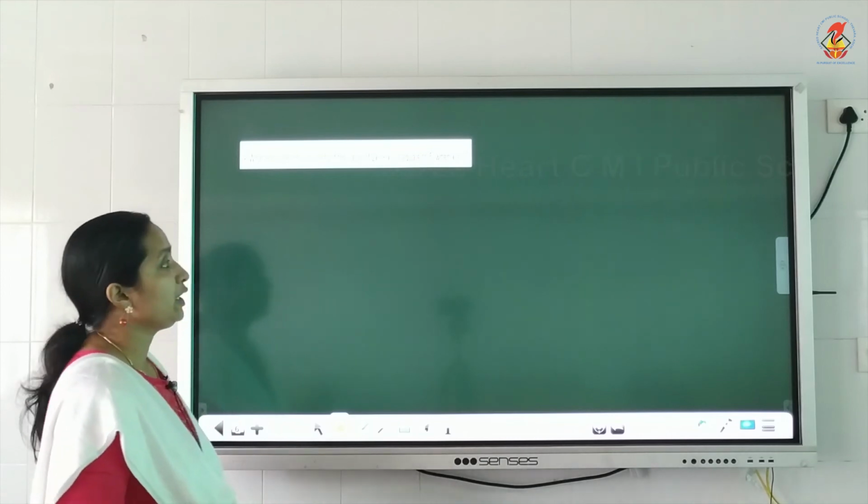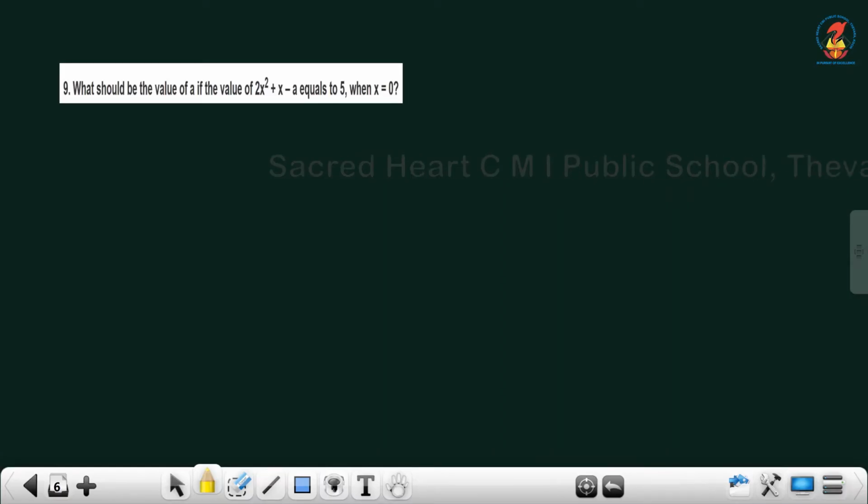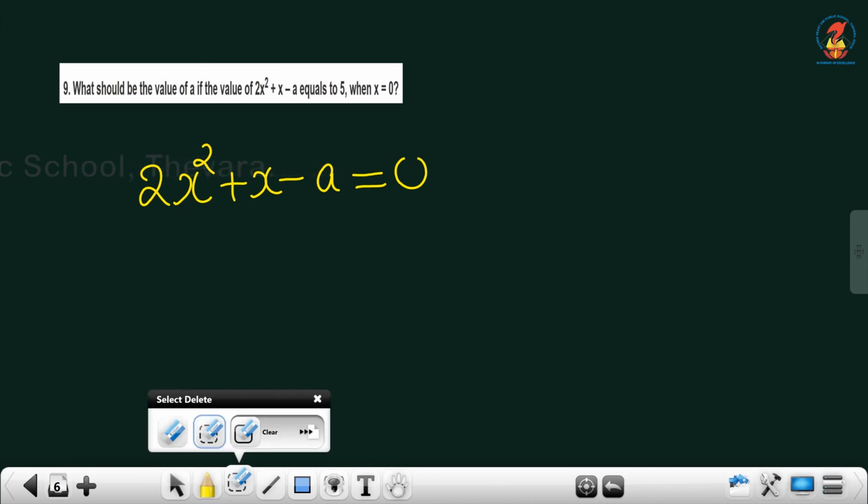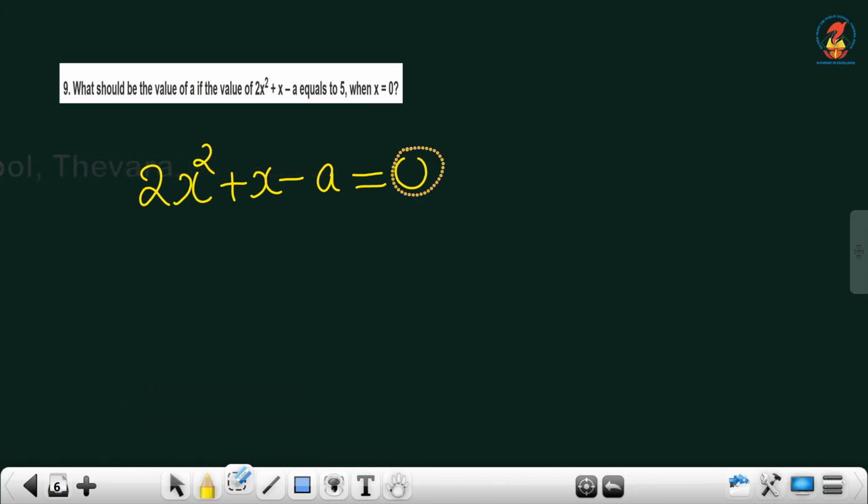What should be the value of A if 2x square plus 2x square plus x minus A equals 5 when x is equal to 0? What is the meaning of the question? 2x square plus x minus A equal to 5 when x is equal to 0. That means you just substitute the value 0. X is equal to 0 means what?